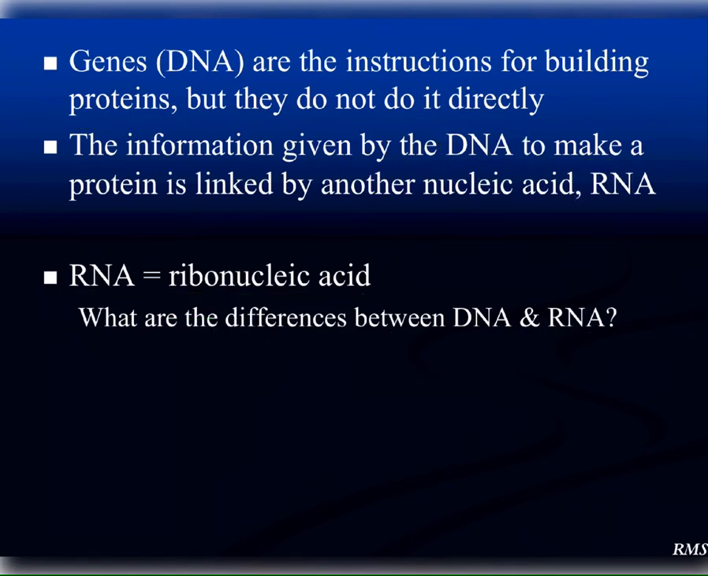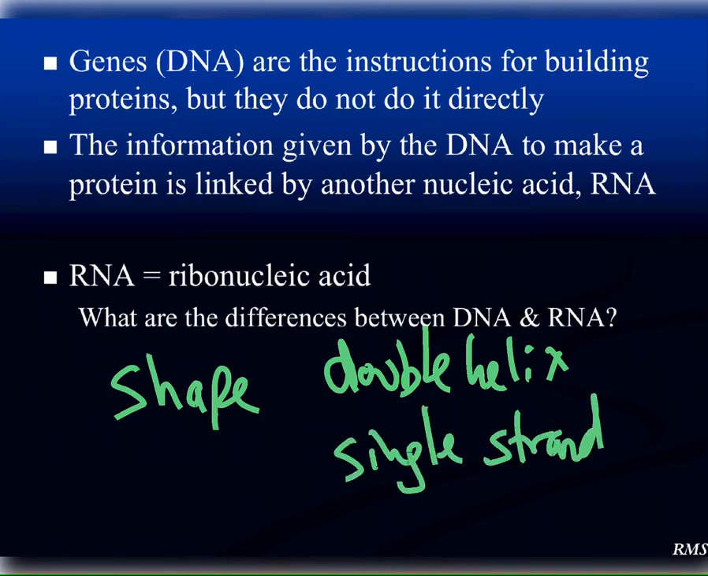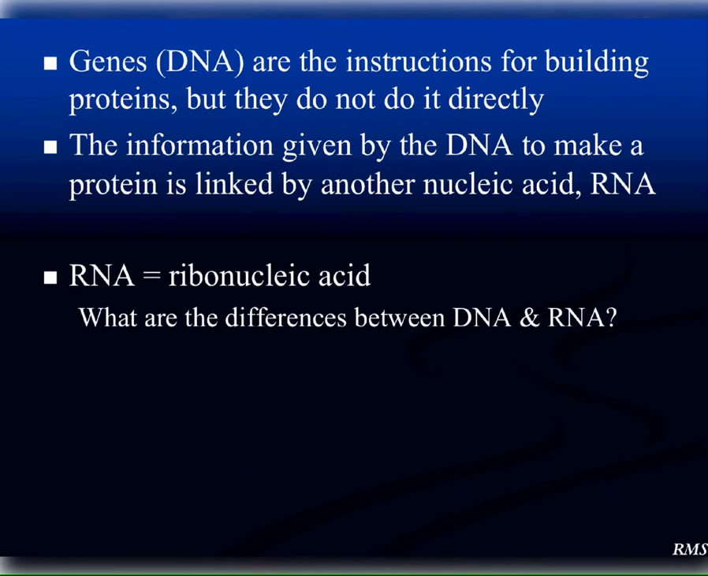So that's one difference. Another difference is the overall shape. If you remember DNA, it's a double helix. When you look at RNA, it's a single-stranded molecule. So DNA is a double helix, which means you have two sides basically helically bound like that. And then RNA is just a single-stranded molecule. So that's the second difference. Different sugar, different shape.